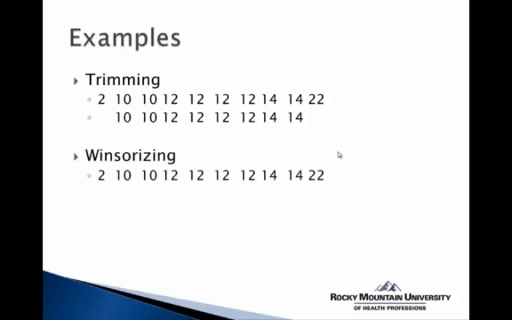Now an example of Winsorizing. Here's that same data set that we had before. And let's say we know that the 2 and the 22 are not mistakes. They're true values, but they're true outliers. So how do we deal with those? Well, we transform the 22 into a 14, which is the next closest score that's not an outlier. And we take our 2 and transform it into a 10, which is the next closest non-outlier score.